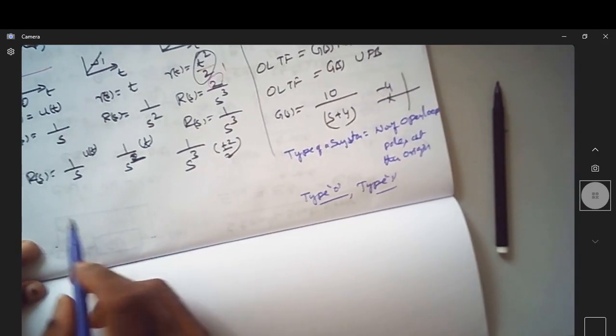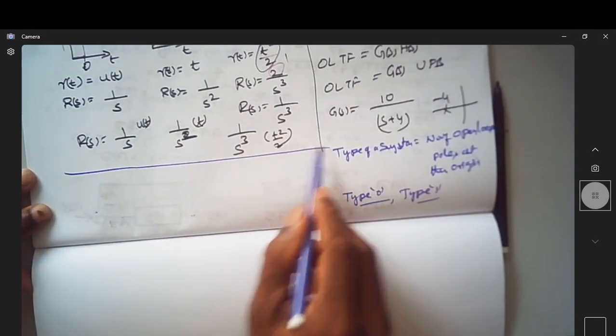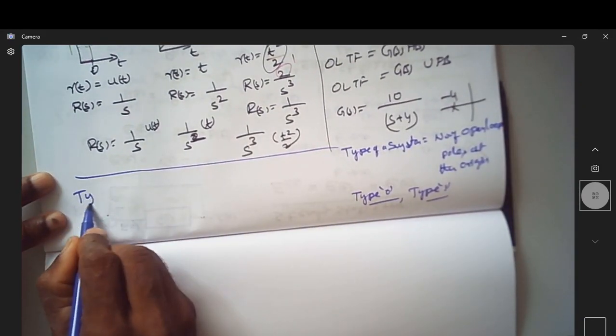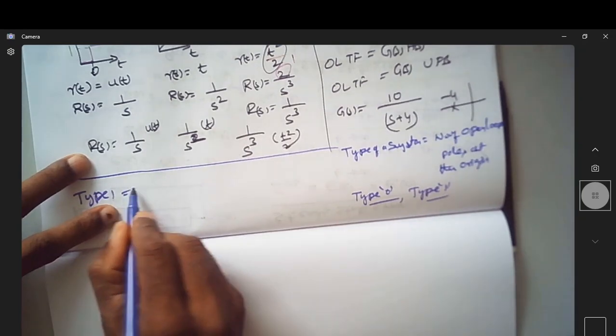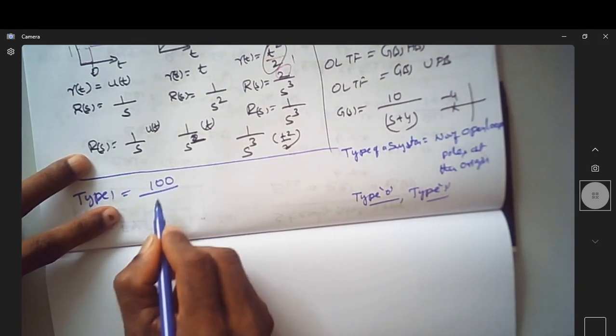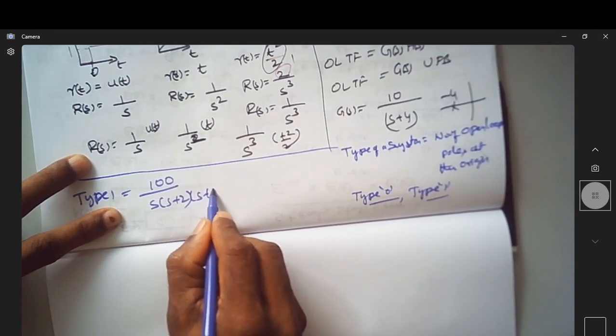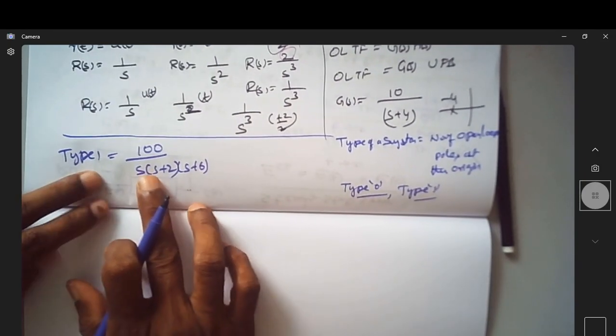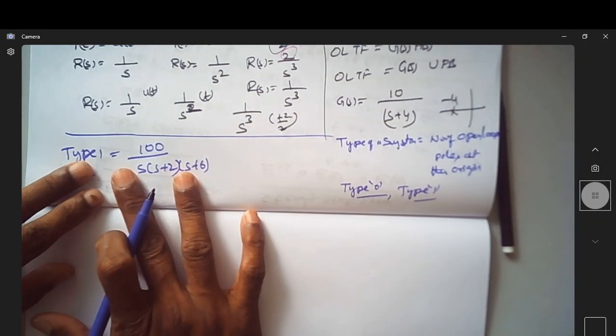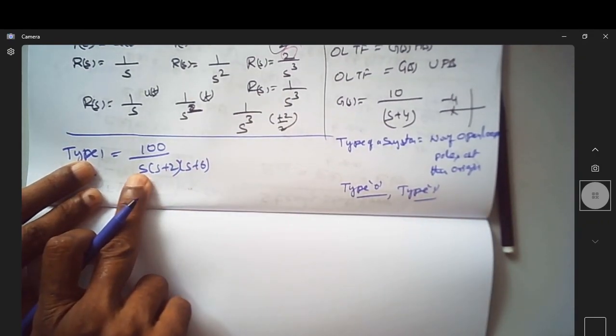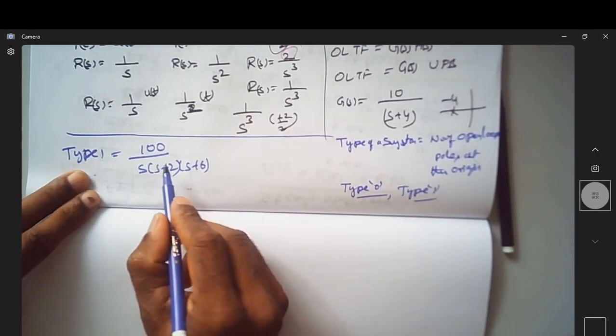For example, I can write it here. Type 1 may be something like 100 by s into s plus 2 into s plus 6. Irrespective of the number of poles, we are looking at how many open loop poles are at the origin.